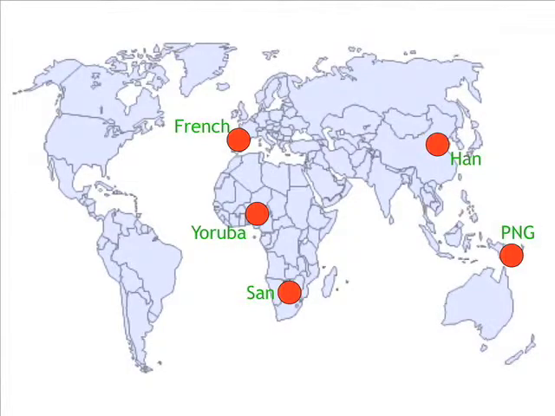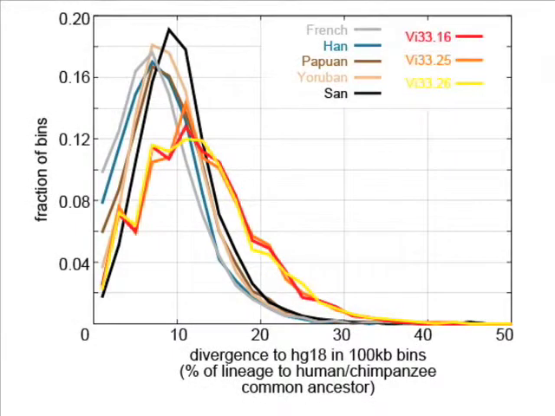So we wanted to test this directly, and we sequenced the genomes of 5 individuals from the places shown here: Yoruba from West Africa, San from South Africa, a typical European, French guy, Han Chinese, and someone from Papua New Guinea. And one of the first things that we did was ask along the genome, how different is the Neanderthal, shown in the orange lines here, versus the human reference sequence, the sequence that was done back in 2001 that represents all humans.